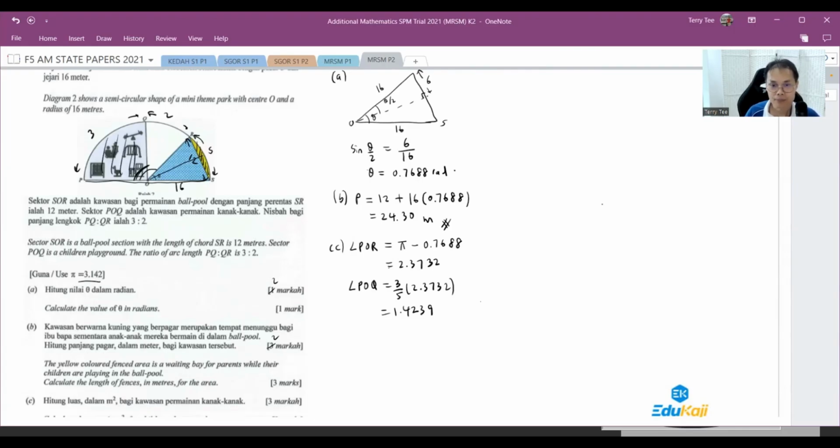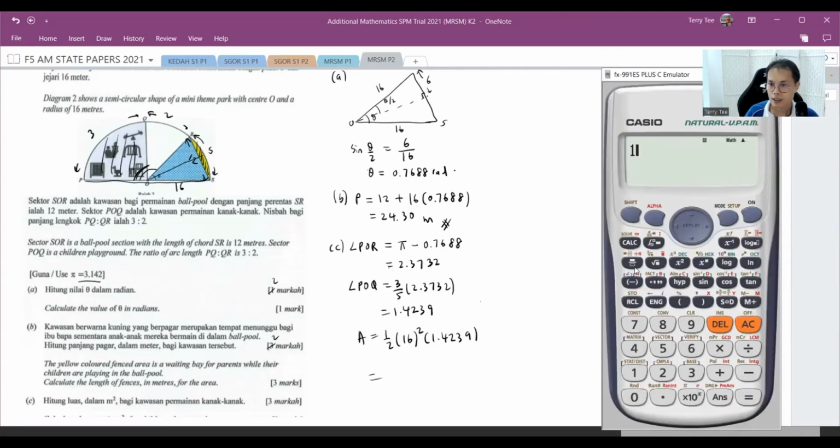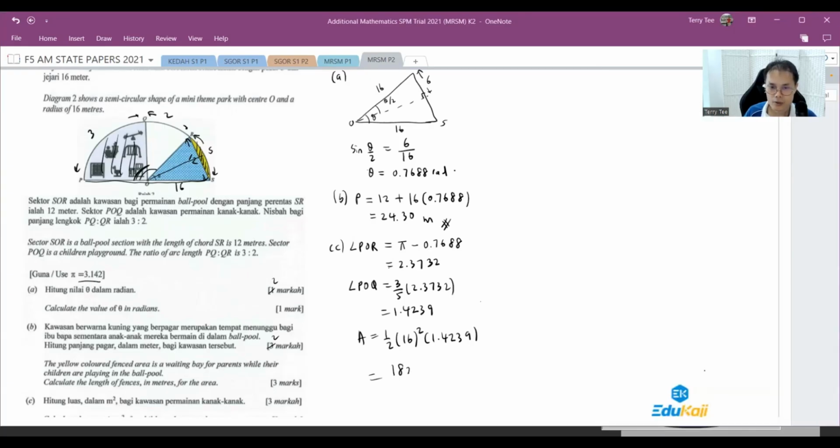this children's playground, which is what? Half r squared theta. My radius is 16. I square it. My theta is 1.4239. And just use your calculator. Half times 16 squared times 1.4239. There you go. I got 182.25. I think for SF, for the final answer is good enough: 182.3 square meters.